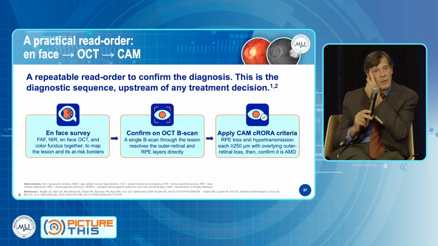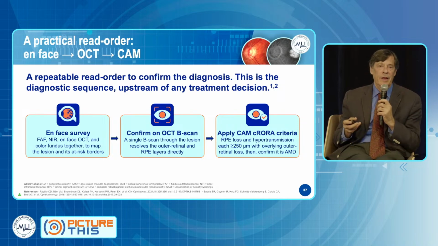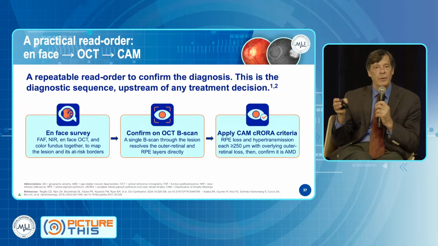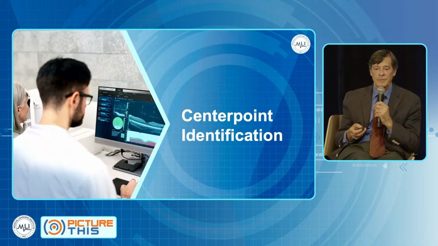So just practically speaking, how to identify geographic atrophy? I take one of those en-face imaging modalities: color fundus photography, OCT, which you can look at en-face, near-infrared reflectance, even fluorescein angiography. That gives you the overall survey to show you the atrophic area. And then I use those CAM criteria, which I just mentioned to you, to say, is it geographic atrophy?